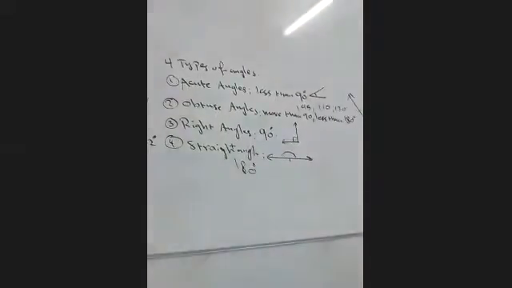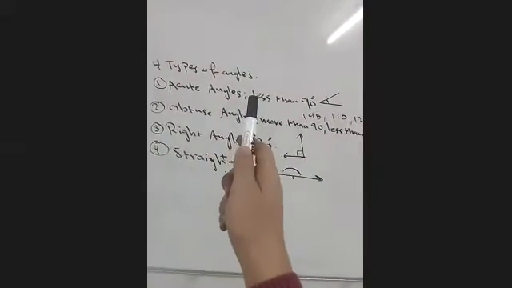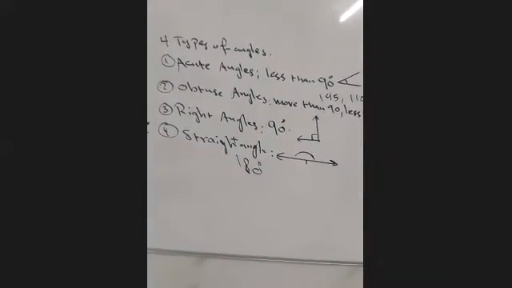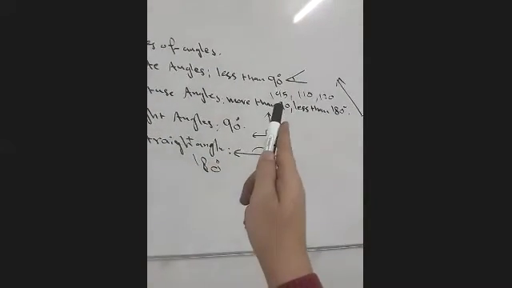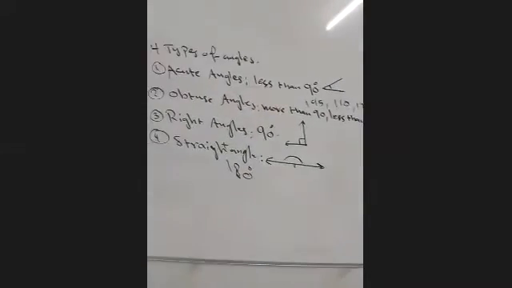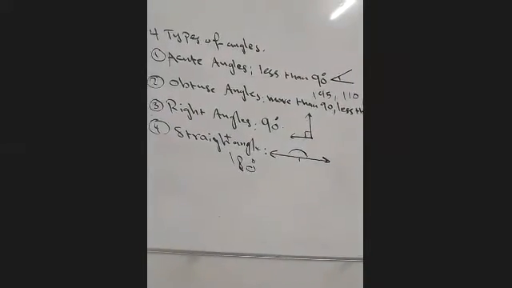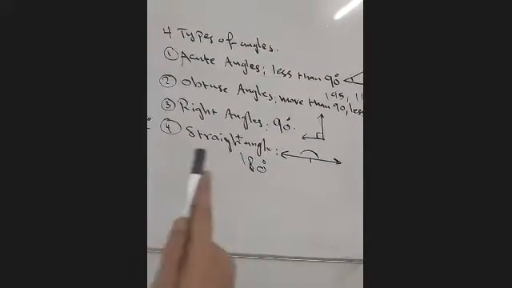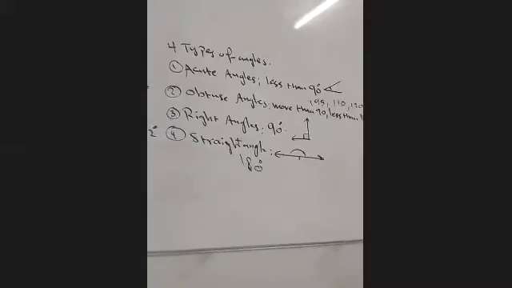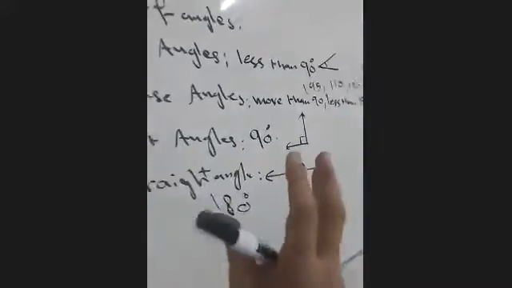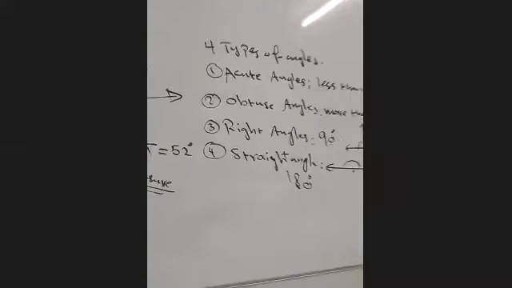So we have 4 types of angle. Acute, if its measure is less than 90. Obtuse, if the measure is between 90 and 180. If it's 90, we call it a right angle. If it's 180, we call it a straight angle. These are the ideas which I want you to know very well, guys, okay?